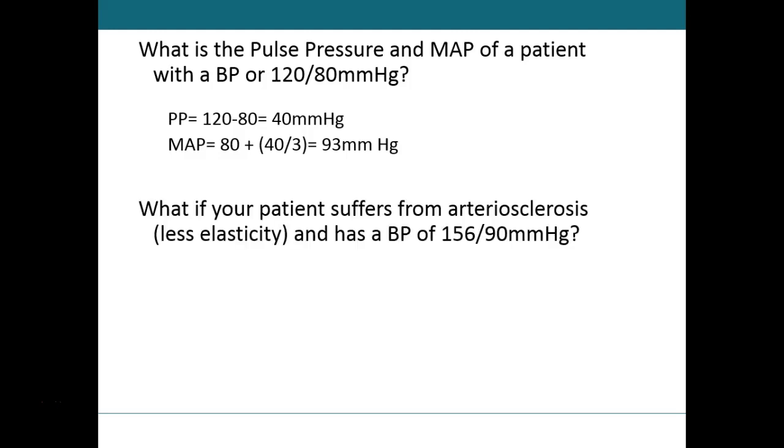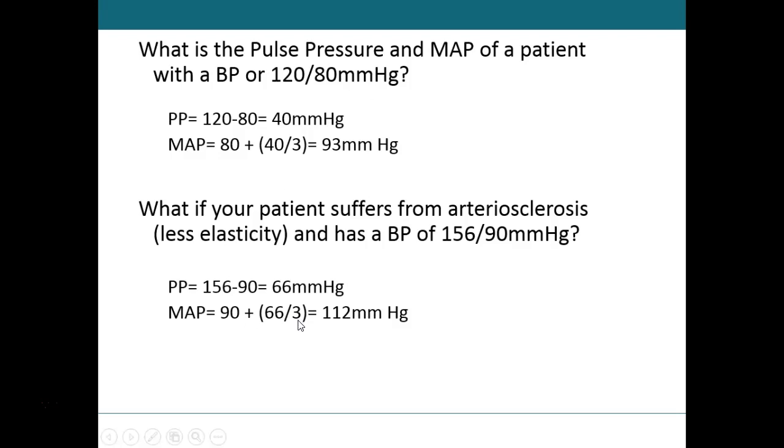What if your patient suffers from arteriosclerosis, less elasticity, and has a blood pressure of 156 over 90? And of course, you do the same thing. You figure out your pulse pressure by doing the math. 156 minus 90 would give you 66. Then to get your MAP, 66 divided by 3 plus 90 would give us 112.